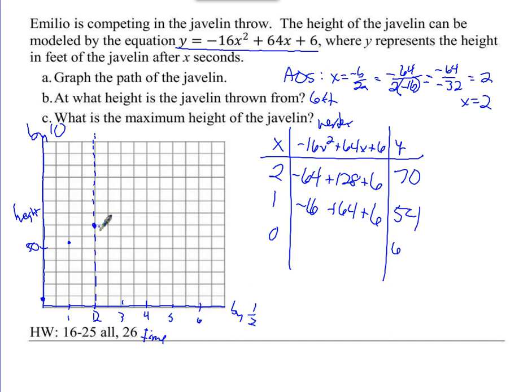And now what can we do? Just reflect. So 1, 2, 3, 4. So 1, 2, 3, 4. 1, 2, 1, 2. And that's all we have to do. We can draw in the graph of the path of the javelin. There it is. At what height is the javelin thrown from? We said 6 feet. And what is the maximum height of the javelin? It's right there. We calculated the vertex already. It's 70 feet. So to answer that last part, 70 feet. That's it.